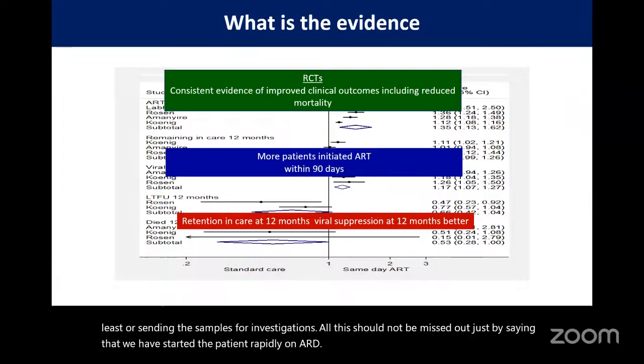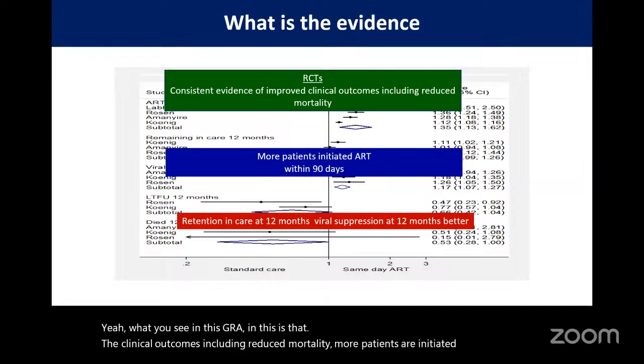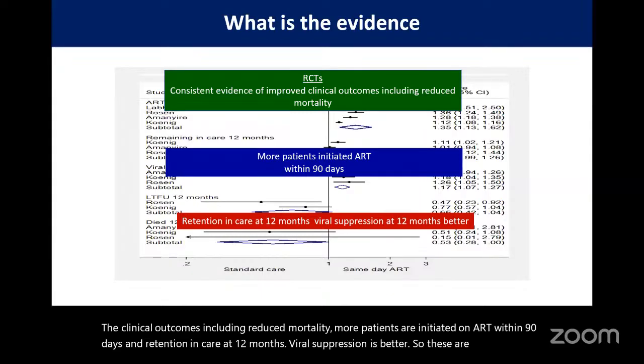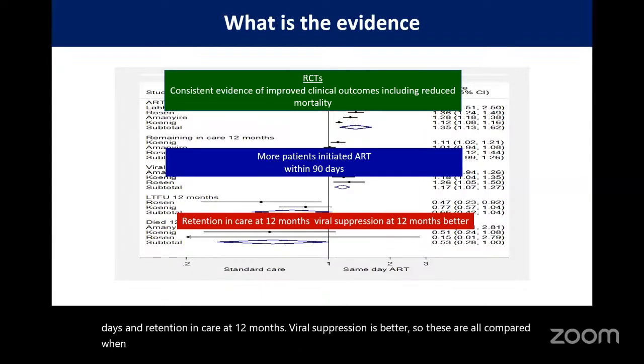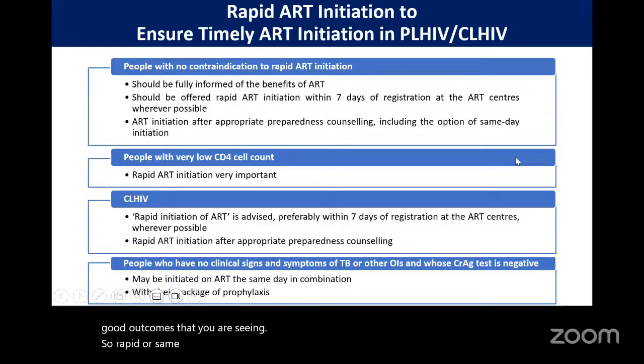All this should not be missed out just by saying that we have started the patient rapidly on ART. What you see in this graph is the clinical outcomes, including reduced mortality. More patients are initiated on ART within 90 days, and retention in care at 12 months and viral suppression are better. So these are all compared. When you compare standard care and same day ART, these are the good outcomes that you are seeing. So rapid or same day ART is much more beneficial.